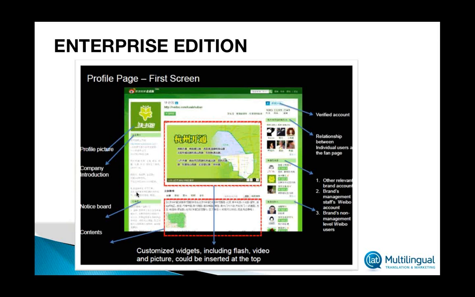And below that are other relevant accounts. For example, you can put your management's Weibo accounts here, so people can follow or talk to your management on your page. And below that are the brand's non-management level Weibo users. Some brands put their ambassadors or the celebrities that endorse the brand here to really attract people to go to the page and see what's going on.